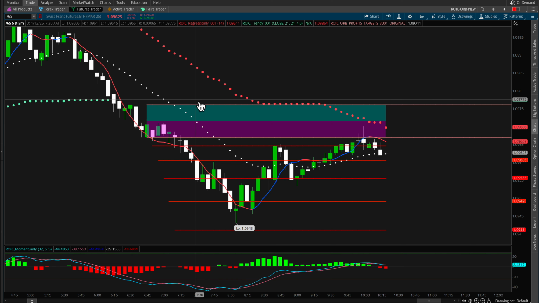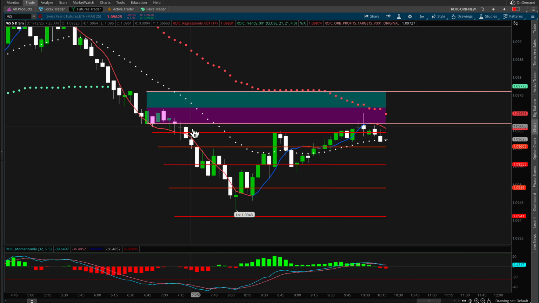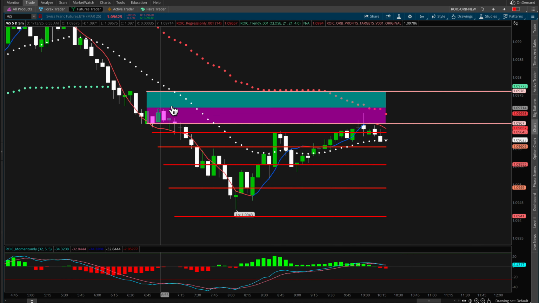Then you wait for the RORB system to break out, right? So now you broke down from this consolidation area when the market opened, and now you had an amazing trade. This trade you should take 100 out of 100 times, okay?